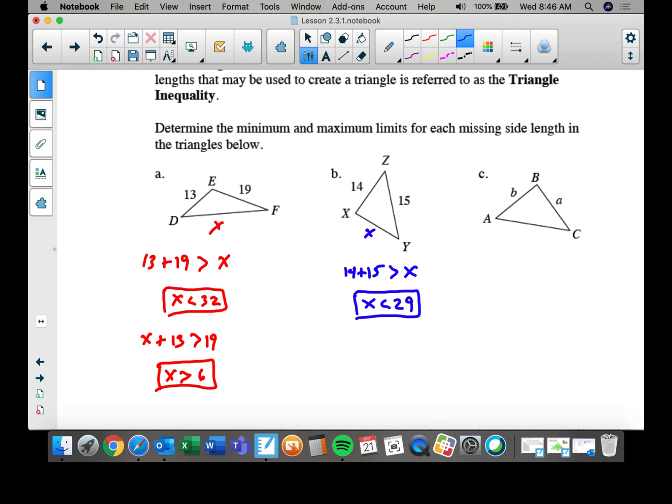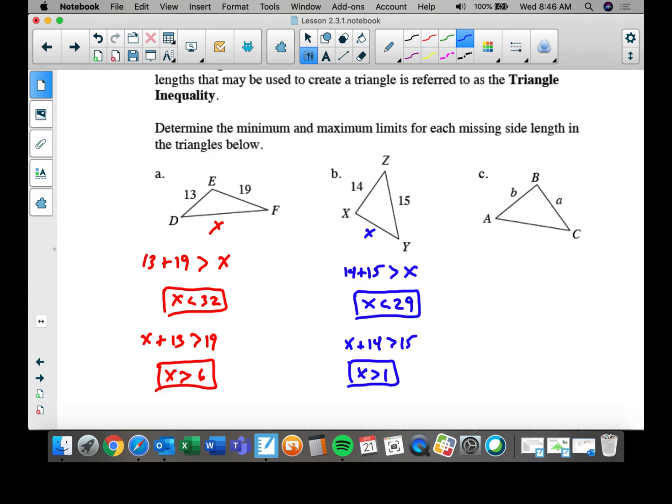That's our maximum value. If x is not our longest side, maybe 15 is the longest side, then our two shorter sides, x plus 14, have to be greater than our third side, which is 15. If I then subtract the 14 over, that means x has to be greater than 1. Okay? So therefore, the minimum value of x is bigger than 1, and the maximum value is 29. It's got to be less than 29.